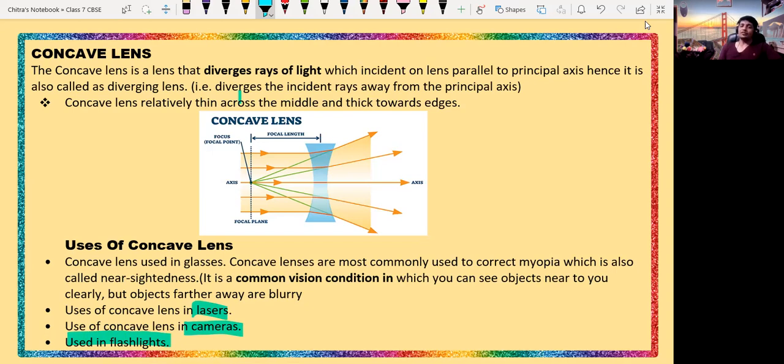Here we have covered the types of lens, convex and concave lens, together. Students, again I want you all to take a screenshot of that.